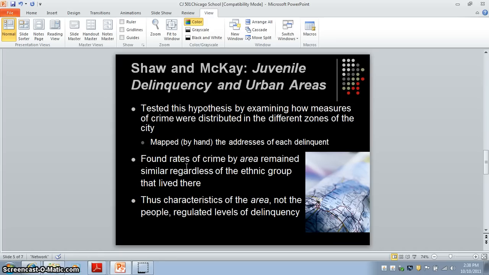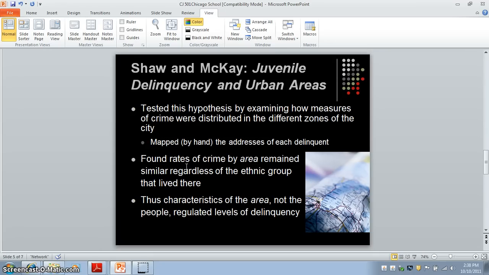In the same study, Shaw and McKay also found out that areas that were the most disadvantaged in relation to economic, social, and cultural values had the highest rates of delinquency. And they also found that in high-rate delinquency areas, competing and conflicting moral values had developed. This could include things such as the code of the streets, where inner city residents frown on cooperating with the police and they value things like toughness and excitement.